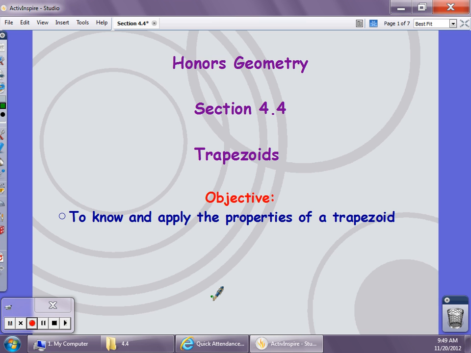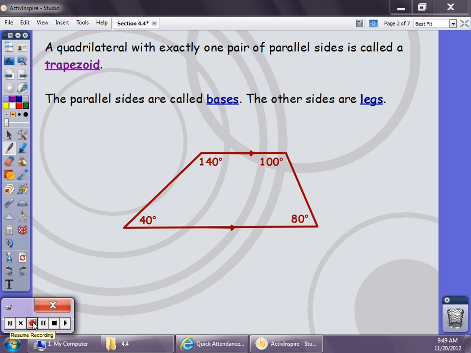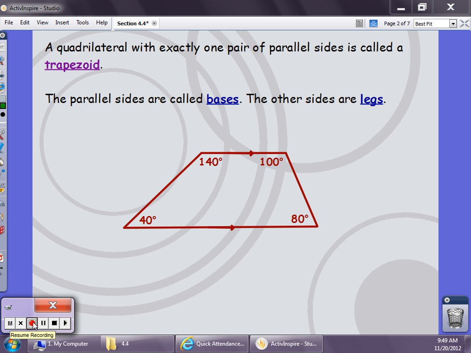This honors geometry lesson is on section 4.4 on trapezoids. The objective is to know and apply the properties of a trapezoid. A quadrilateral with exactly one pair of parallel sides is called a trapezoid.